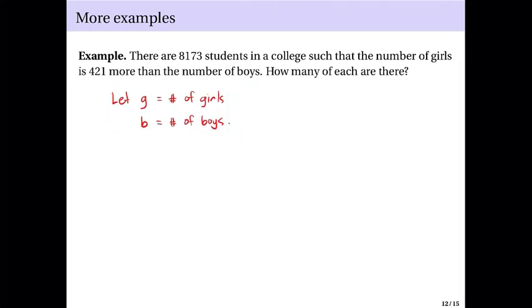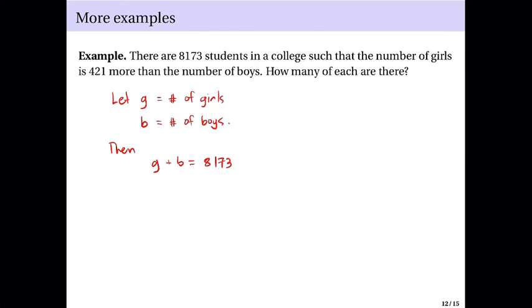So it is said that if you added the two, so G plus B, you have a total of 8,173. So that's the total number of students in the college. So then we have G plus B equal to 8,173. And also, it is said that the number of girls is 421 more than the number of boys.